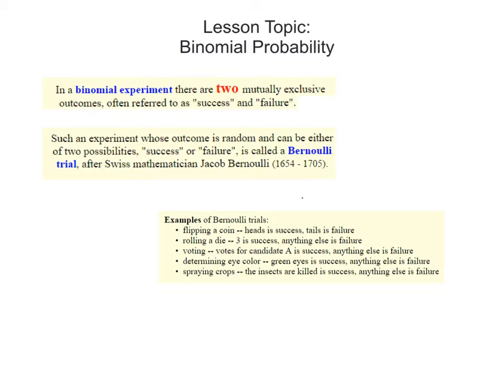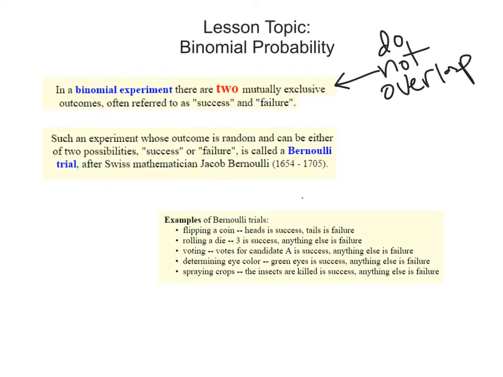The lesson topic for this video is binomial probability. As it says in the definition, a binomial experiment means that there are two mutually exclusive outcomes that are referred to as success and failure. Now let me remind you that mutually exclusive means they do not overlap.